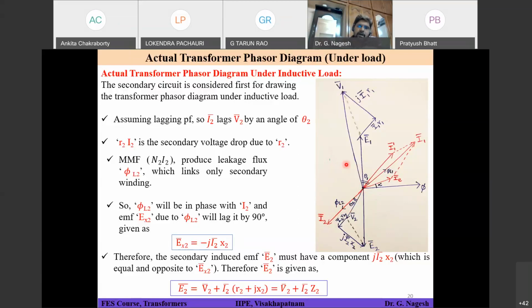So with respect to I2, this induced EMF should also lag by 90 degrees. How can I represent lag of 90 degrees? J indicates plus 90 degrees in the forward direction. Minus J indicates minus 90 degrees. That means in this direction. You got it or not?